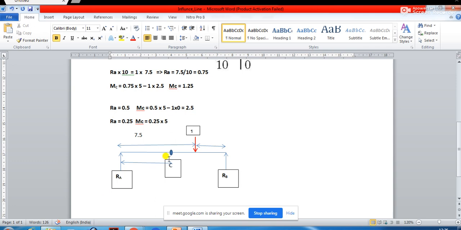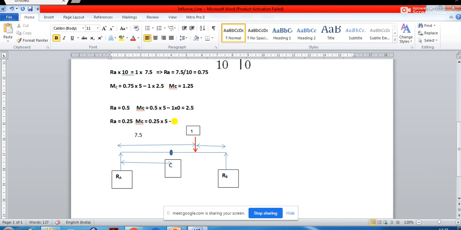You are taking moment about this point C. So RA is 0.25 and this distance is 5 meter, right? So you are taking moment about C. So 0.25 into 5 minus, should I write anything? Should there be any moment when you are going from left to right? Minus 1 into 2.5, sir. Will it be or not?